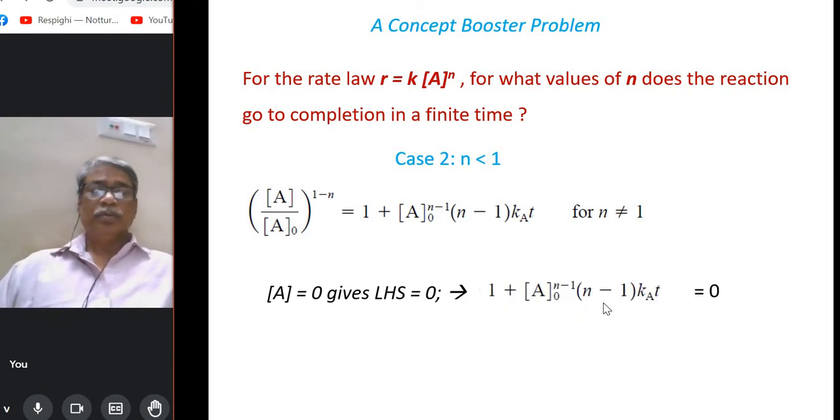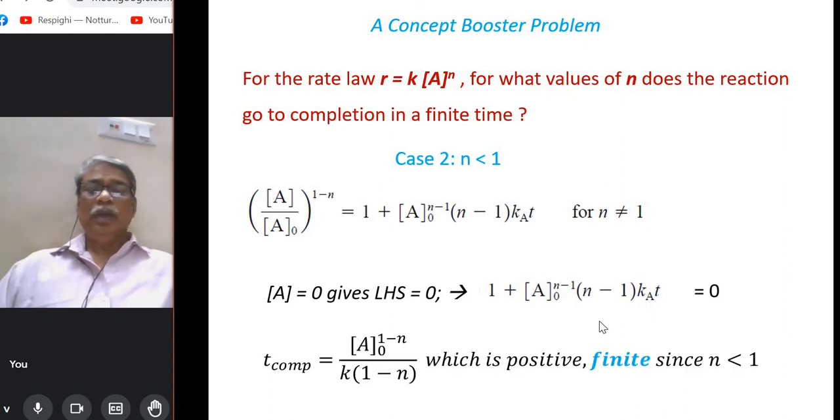So this equation becomes 0, and from here we can find the t complete would be A0 to the power 1 minus n by k into 1. But here you judge it carefully that it's a positive finite quantity since n is less than 1, A0 to the power 1 minus n, and n is less than 1. Okay, fine.